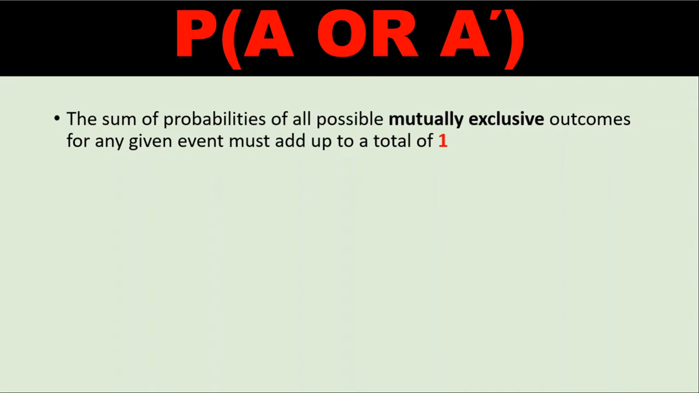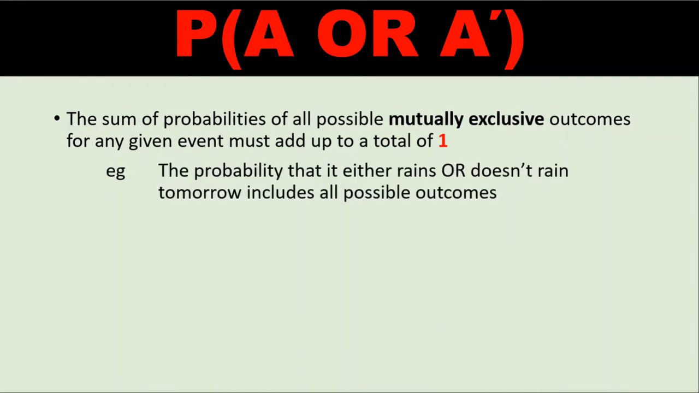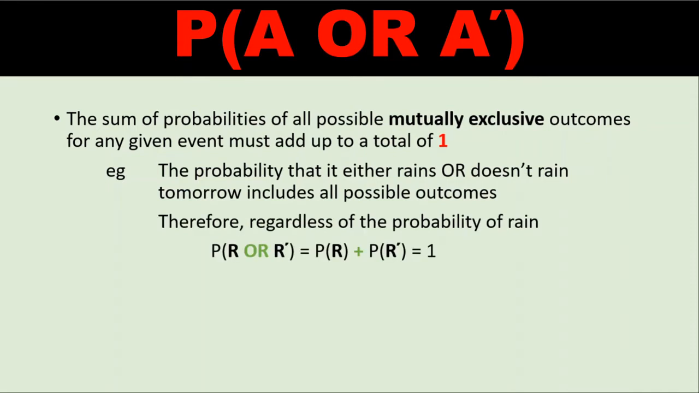Now, the easiest way to explain this is to think of the probability that something happens or it does not happen. For example, the probability that it either rains or doesn't rain includes all possible outcomes. I am certain to get it right if I bet that it either rains or doesn't rain tomorrow. The probability that it rains plus the probability that it doesn't rain must add up to a total of 1 because these are all possible outcomes.